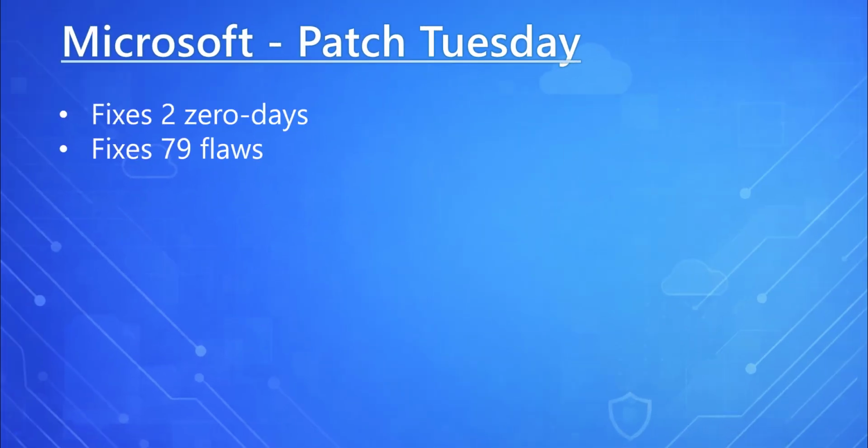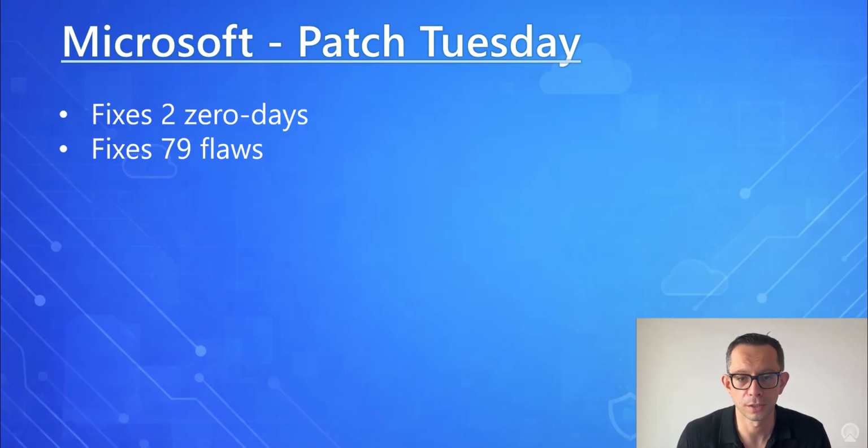And we also had Patch Tuesday from Microsoft, where two critical vulnerabilities, zero days, were patched, and more than 79 flaws, which I think is pretty interesting. 56% of those fixes was elevation of privilege. So we had remote code execution, information disclosure, but mainly 56% was elevation of privilege.